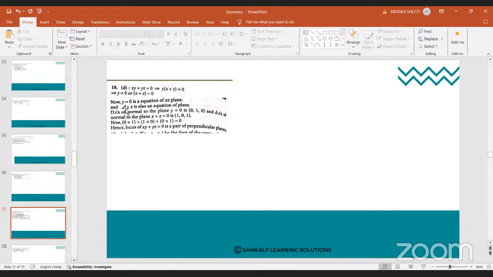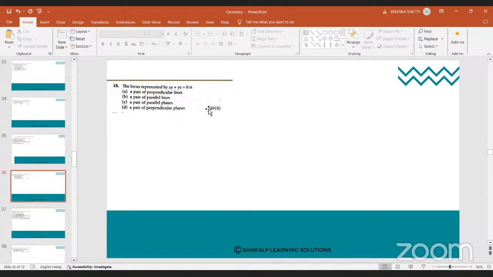Their direction ratios will be 0, 1, 0 for y equal to 0, and the direction ratios of the other plane will be 1, 0, 1. When you multiply, we get 0. So the angle is 90 degrees, meaning a pair of perpendicular planes. So option D, a pair of perpendicular planes: the equation xy plus yz equal to 0 is the equation of a pair of perpendicular planes.